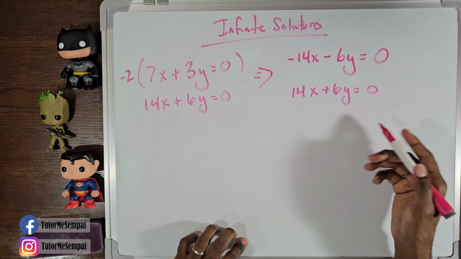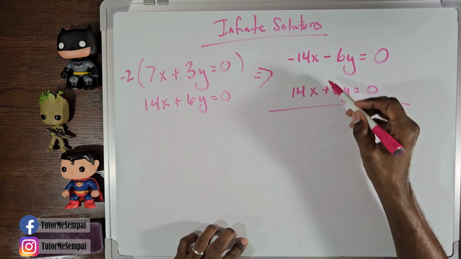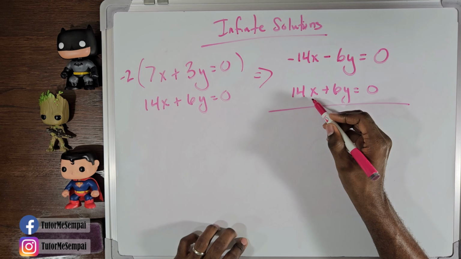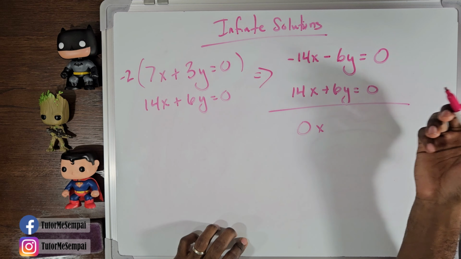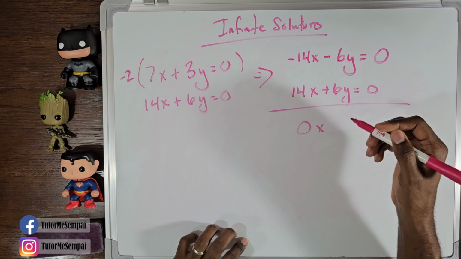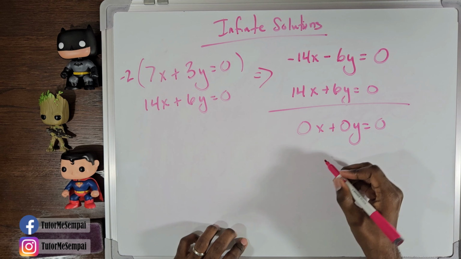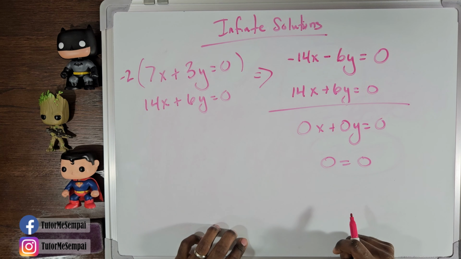Now I combine them. So when I combine them, what happens with my x? Well, negative 14x plus 14x gives me 0x. What happens to my y? Well, we wanted that to go away anyway, so that's why we chose our negative 2. So this is once again plus 0y. So this is just 0 equals 0. Now, is this true? Yes.